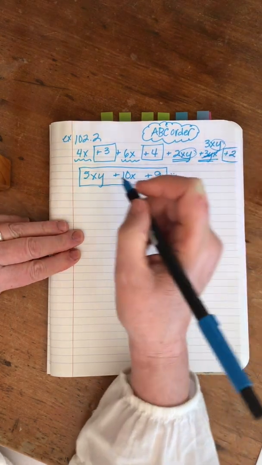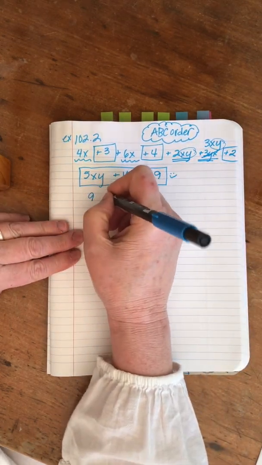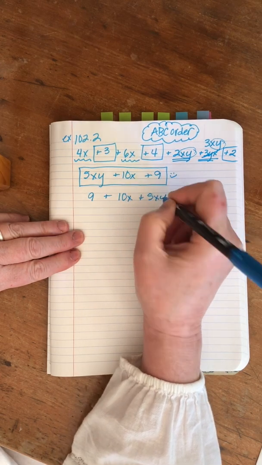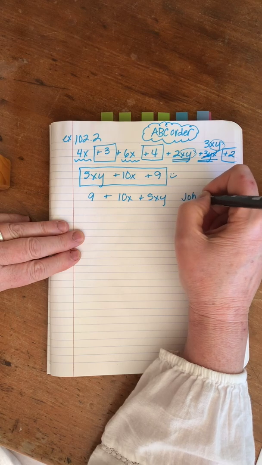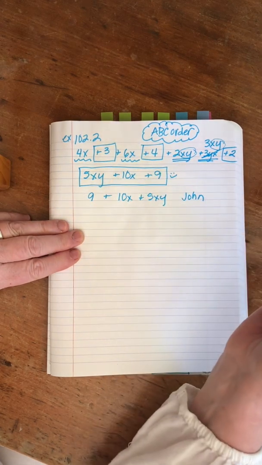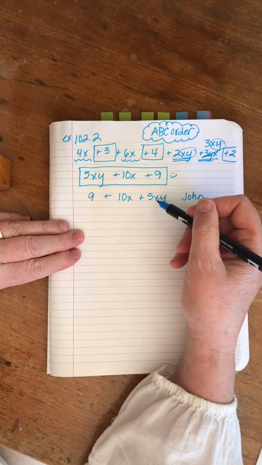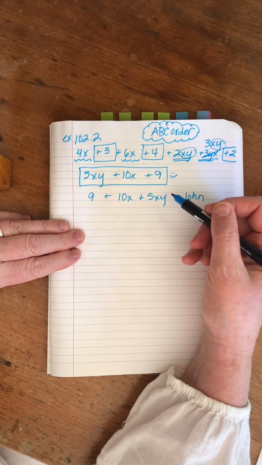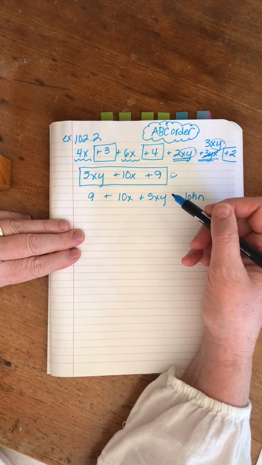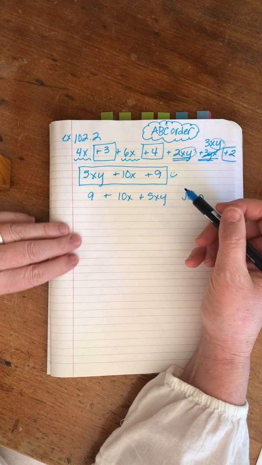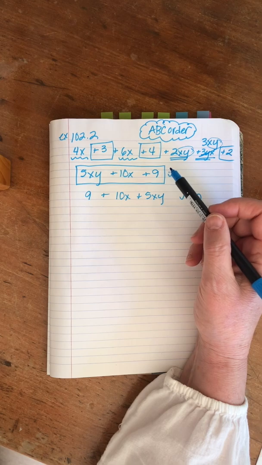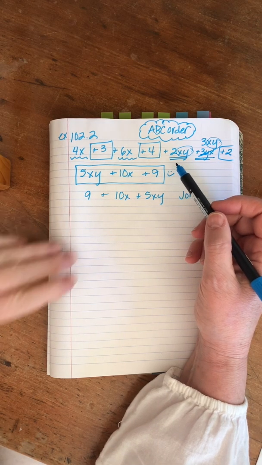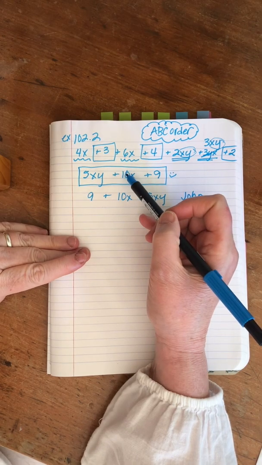Now, John does something that I don't like. He writes his answer like this: 9 plus 10x plus 5xy. You'll notice that each term is the same as mine, right? We got the same answer. The order doesn't matter because in adding, order does not matter, right? 2 plus 1 equals 3, just the same as 1 plus 2. But very often in algebra, we want to arrange things from most complicated to least complicated, and I like to start training you in that right away.